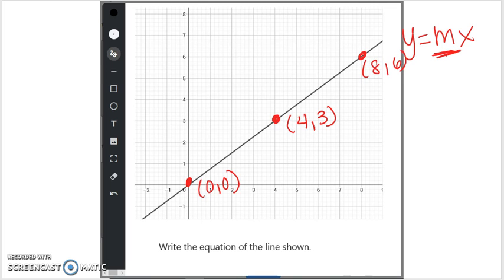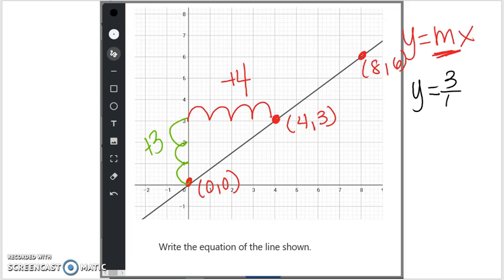So what we can then do is use our rise over run. So I'm going up 1, 2, 3, and then I'm running 1, 2, 3, 4. So my equation of my line is y equals 3/4 x. Woo! We are on to the last one.